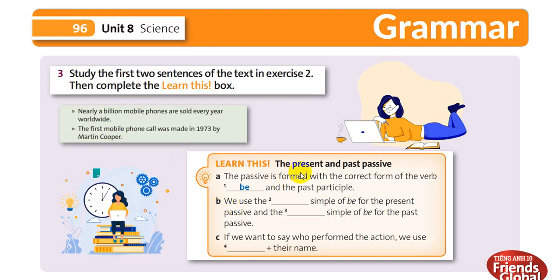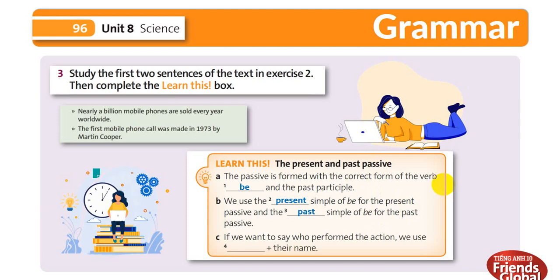The passive is formed with the correct form of the verb be and the past participle. You can see are sold, are is be and sold is the past participle, and was made, and was is the be and made is the past participle. And we use the present simple of be, I am, is, are, and the past of be for the past passive, like was, were.